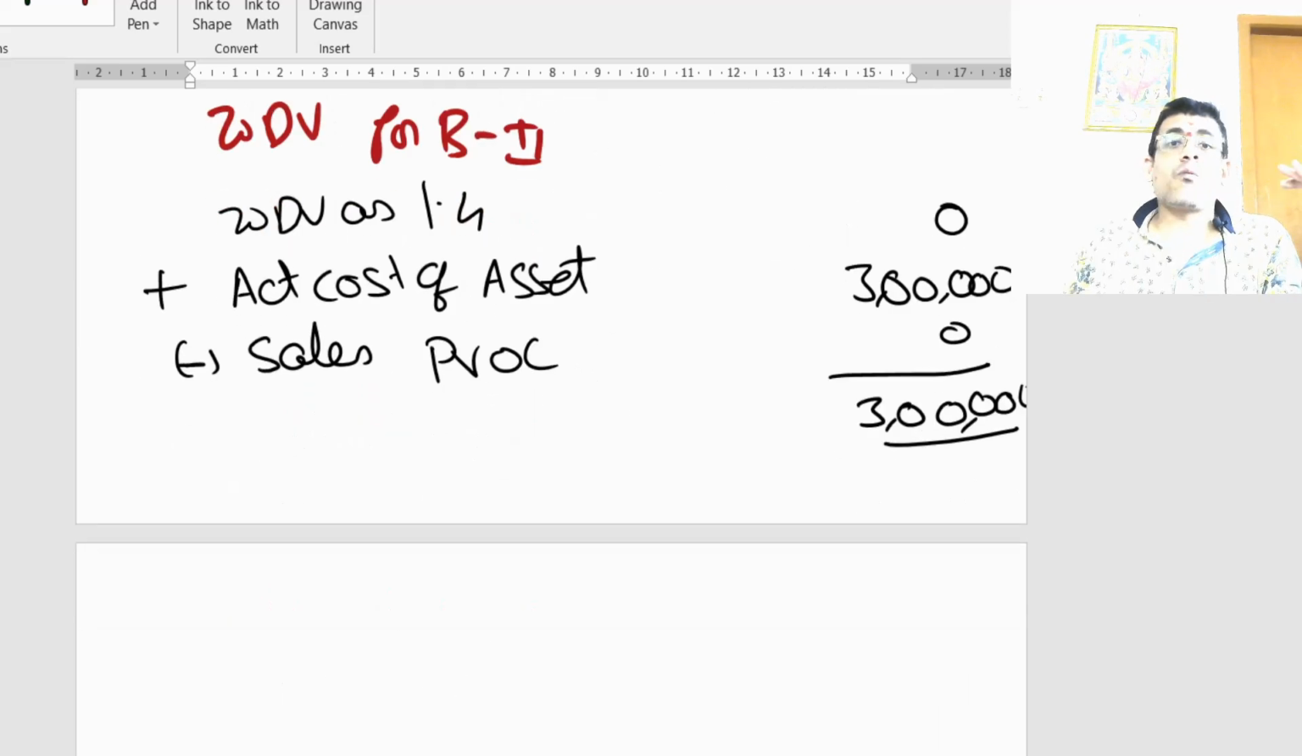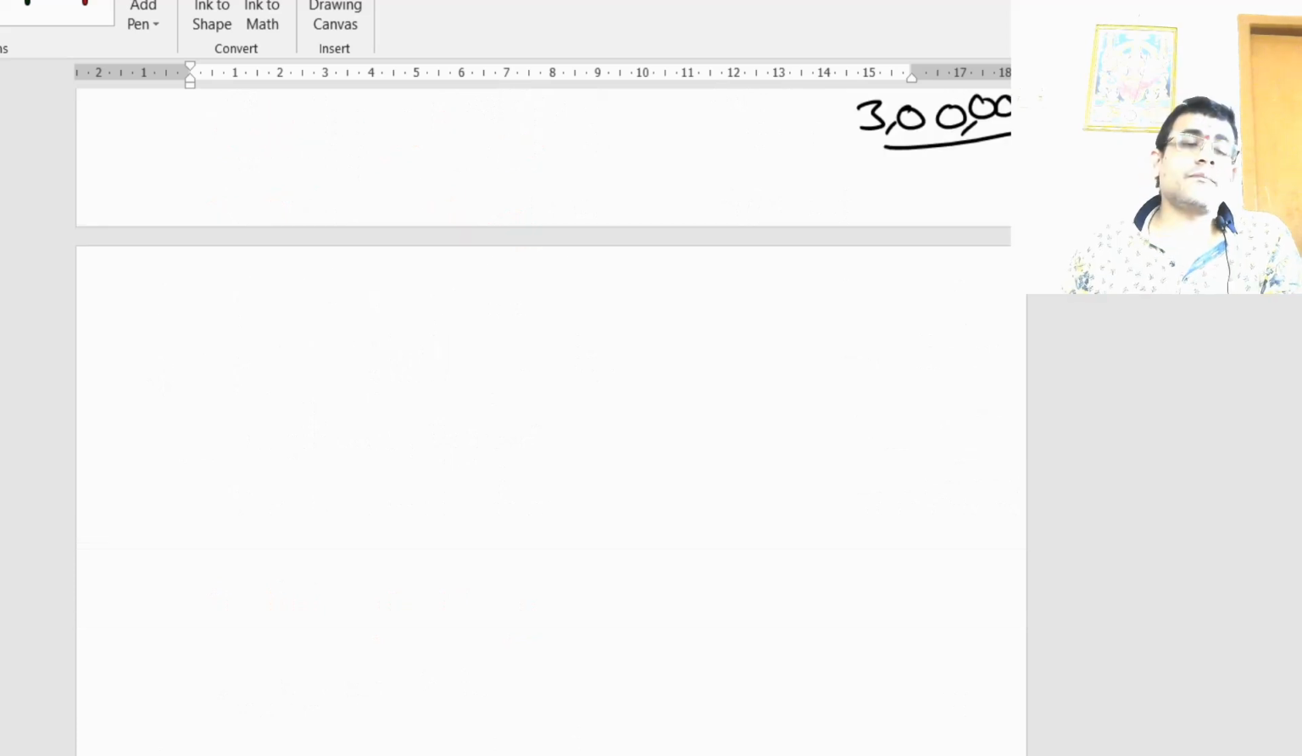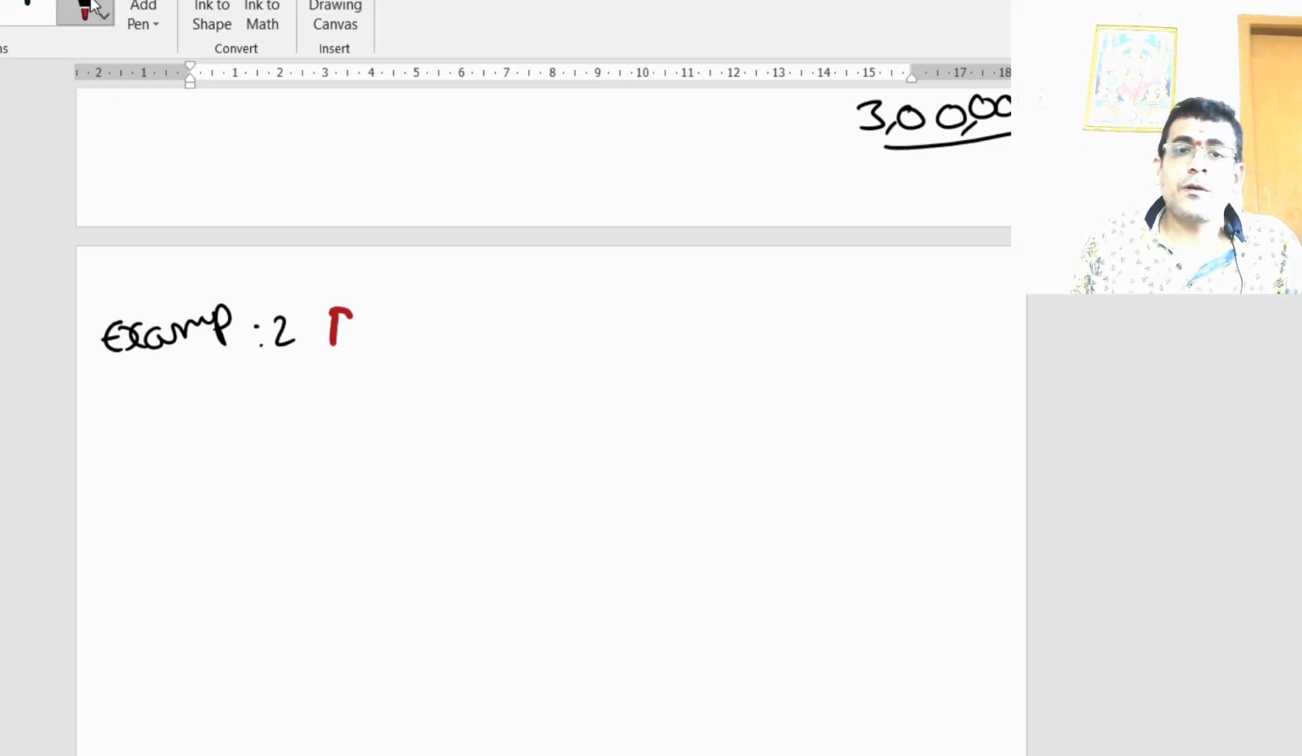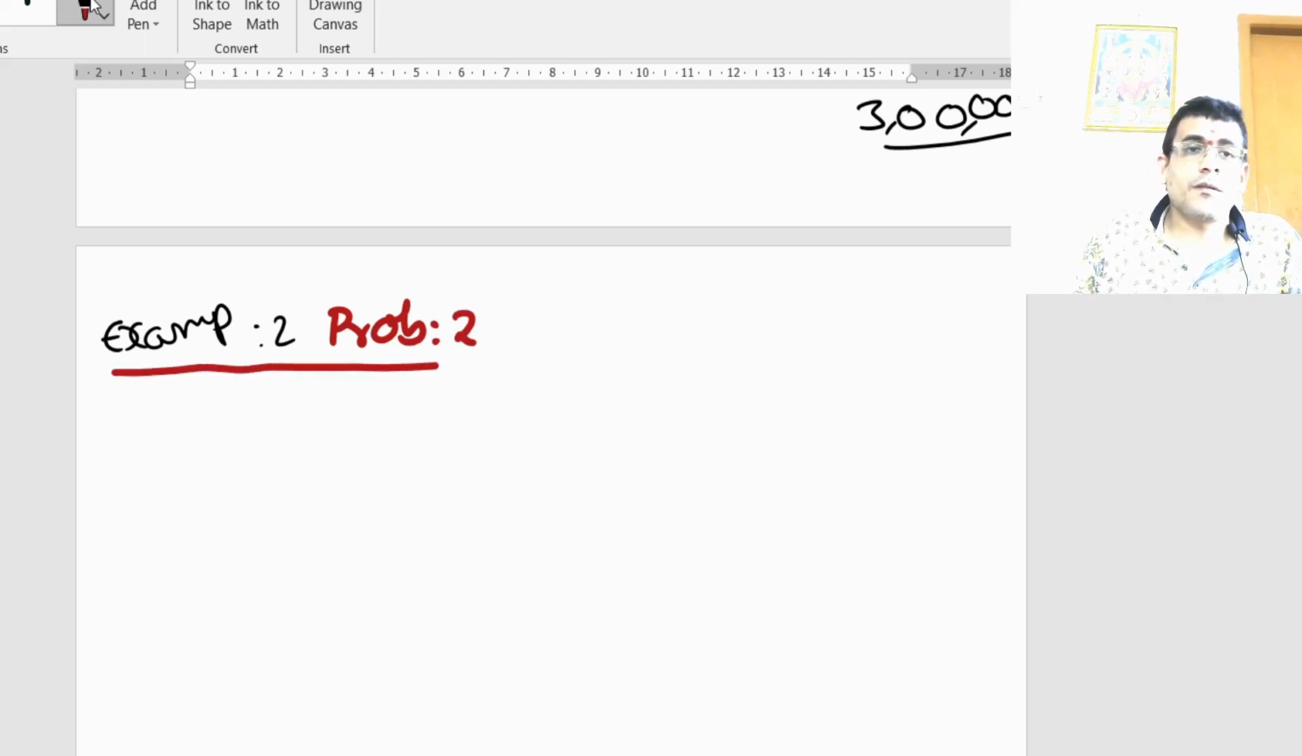Now, I want to give another example. There we'll try to understand how we calculate the depreciation when the asset is sold, in two cases. Now let me go to example number 2, or you call it problem number 2, the second problem. Let me give a case here.